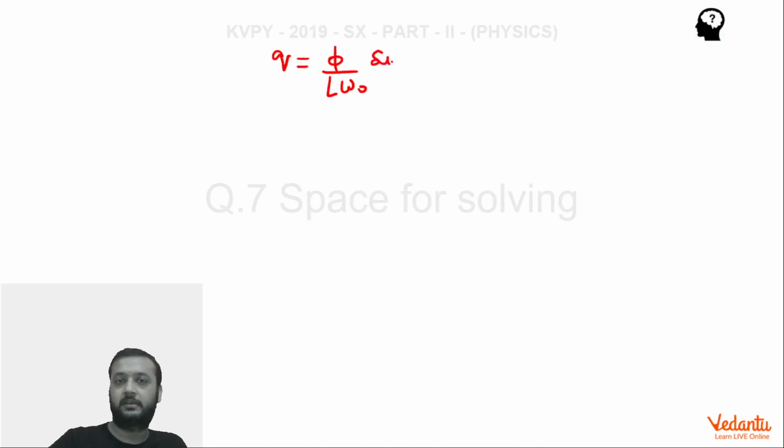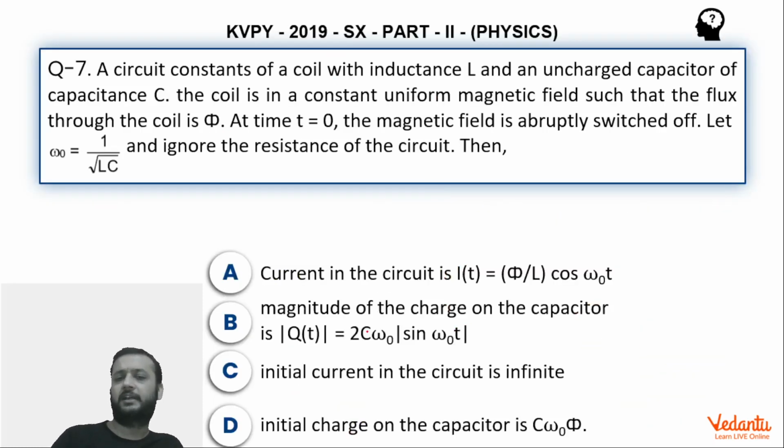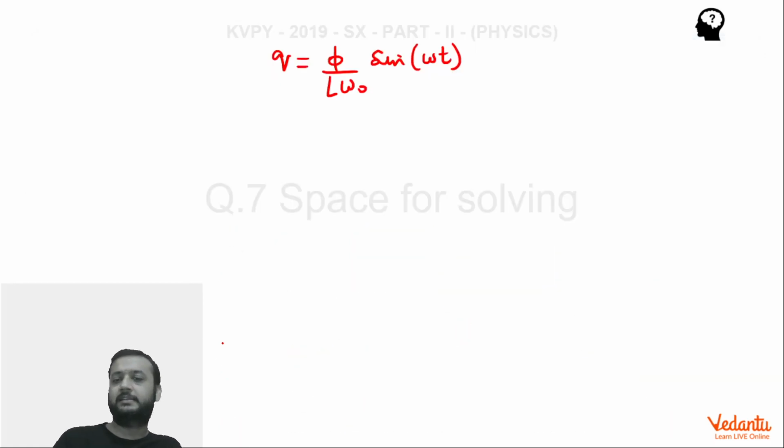This is the charge that we are getting. If we have to find the magnitude, then we can just put the mod over here, but you can see the answer is not matching. A factor of 2 is coming here and a factor of 2 cannot come, so option B is wrong. Current in the circuit can be very easily found out by differentiating this.